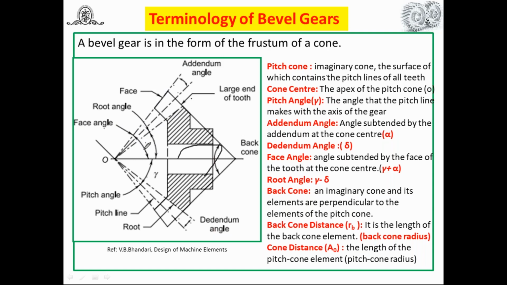But how do we find the face angle? Pitch angle plus addendum angle gives the face angle. Similarly, root angle is the angle made by the root with the axis. How do we find it? Pitch angle minus dedendum angle gives the root angle. I have written gamma minus delta for the root angle and gamma plus alpha for the face angle.